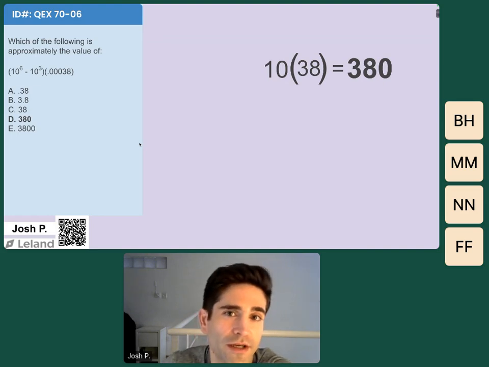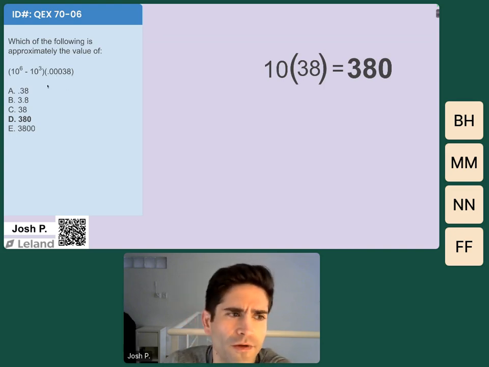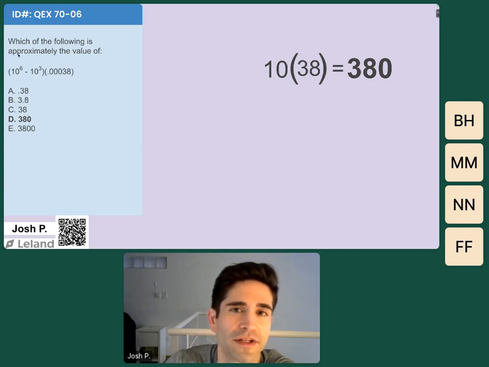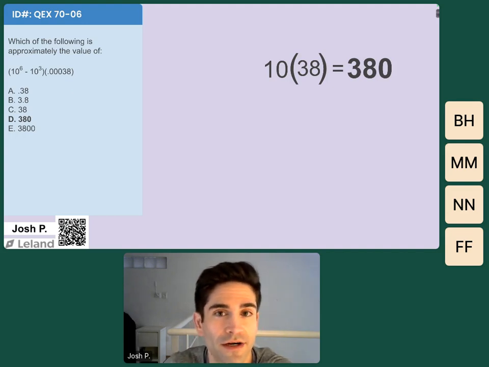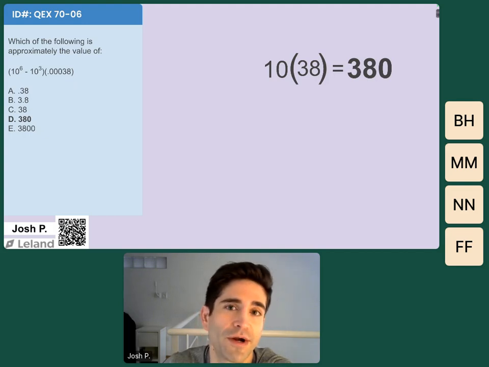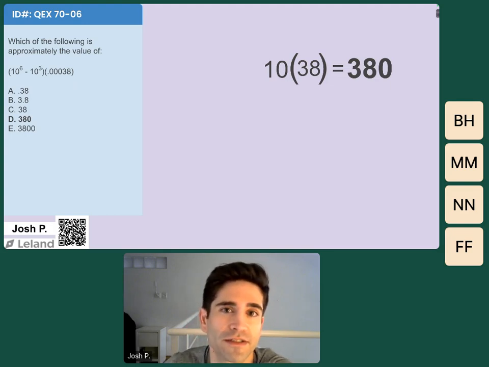Now, approaching exercises that deal with a lot of decimal points, when you're dealing with approximately the value of, you want to make your life easy on the GMAT, considering that you don't have a calculator for the QR section. So you have to think of ways to be very organized and optimize your efforts when approaching these mathematical operations.